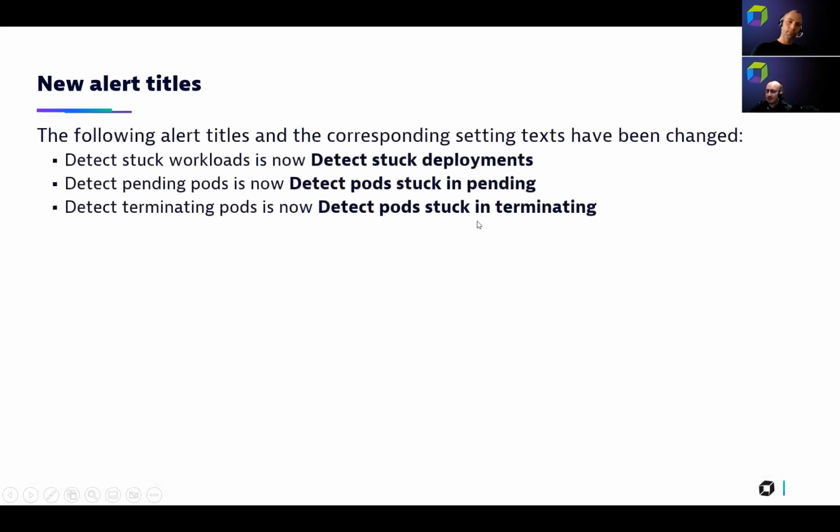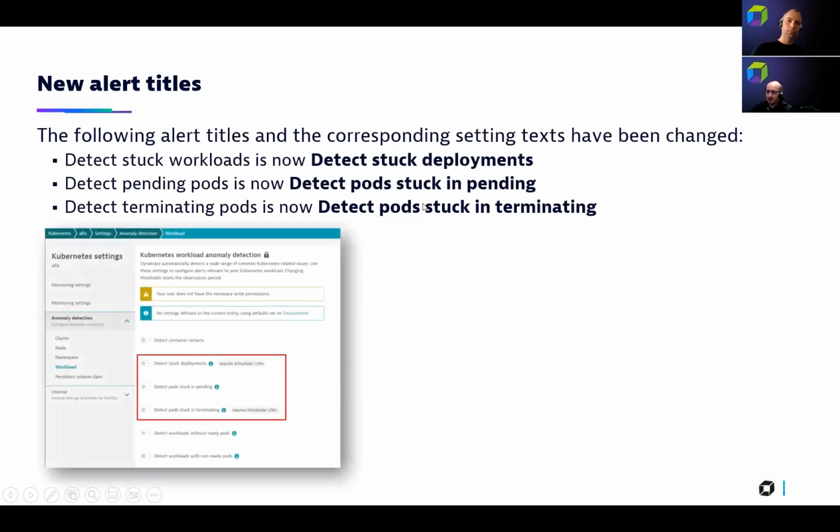There are new alert titles. This is, I can say, a UI change. In your Kubernetes workload anomaly detection section, we have now changed this text as you see here. For example, we replaced "detect stack workloads" with "detect stack deployments". This is simply a change in your environment. Therefore, there's no need to show it on the tenant. But if you have any questions, of course, feel free to ask us on the community.